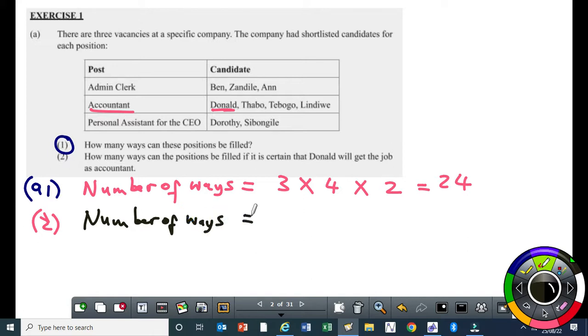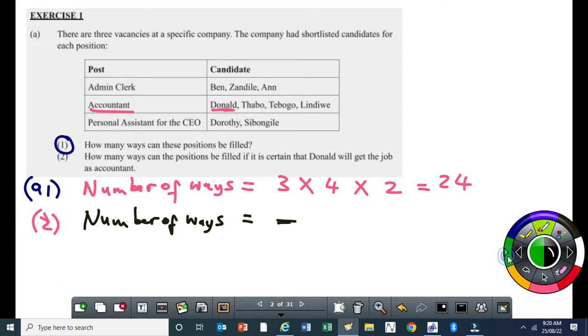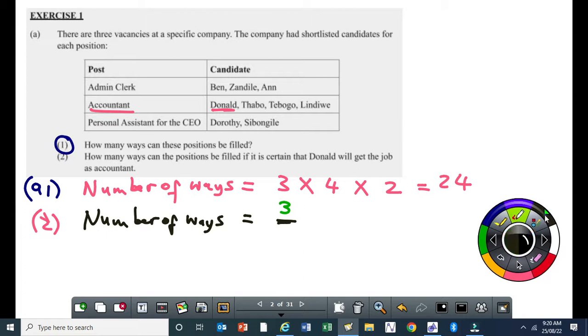So your number of ways. We have 3 tasks. The first task, I'm going to represent it by that horizontal line. That's for the admin clerk. There is no restriction, so all three people stand a chance of taking that position. Then the next position, which is for an accountant, based on the question, it's only Donald who is supposed to get it. So that would be 1. So put 1.